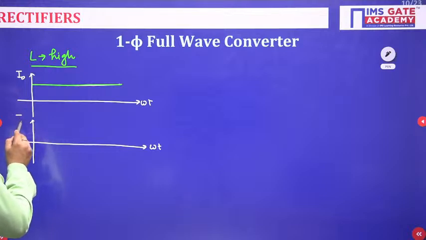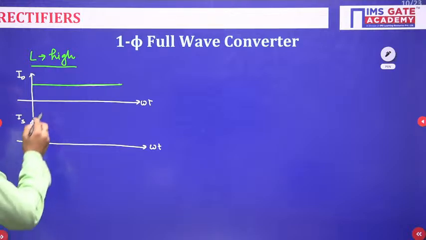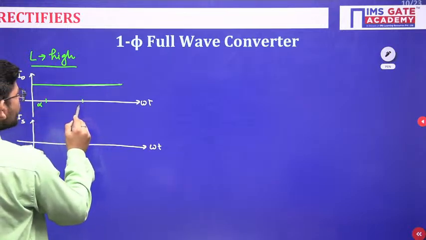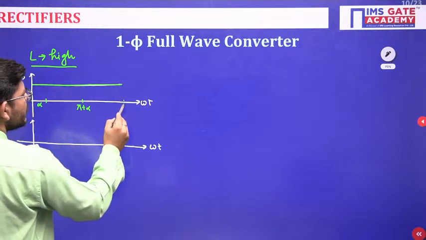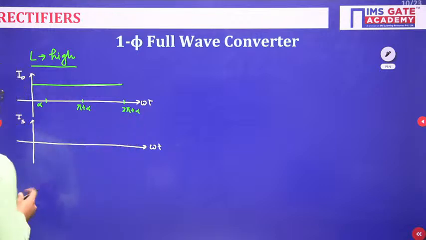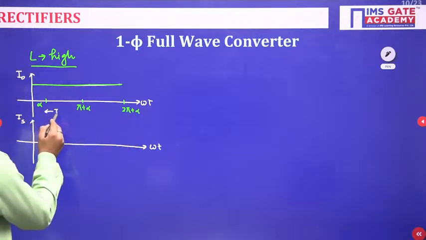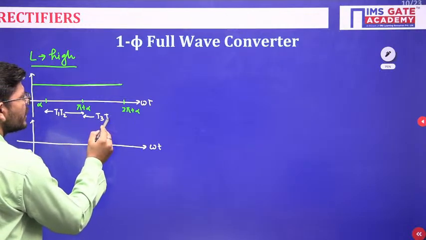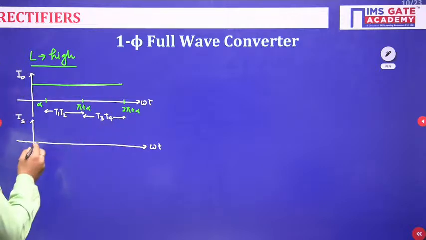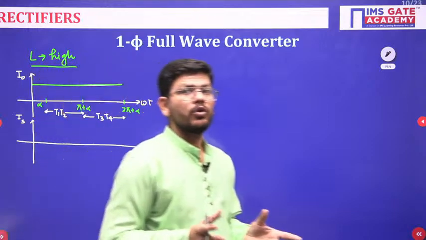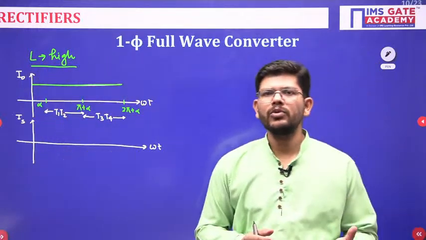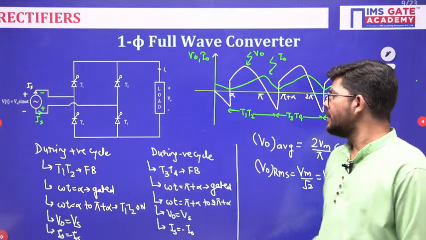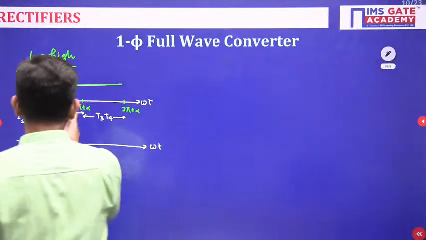Just see the source current. Suppose I call this instant alpha, this instant pi plus alpha, and this instant 2 pi plus alpha. You know that from alpha to pi plus alpha, T1 and T2 conduct, and from pi plus alpha to 2 pi plus alpha, T3 and T4 conduct. The source current is exactly equal to the output current when T1 and T2 are on, and the source current is minus the output current when T3 and T4 are on. So this is your output current.